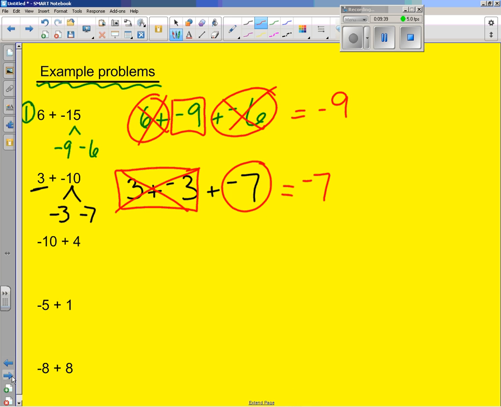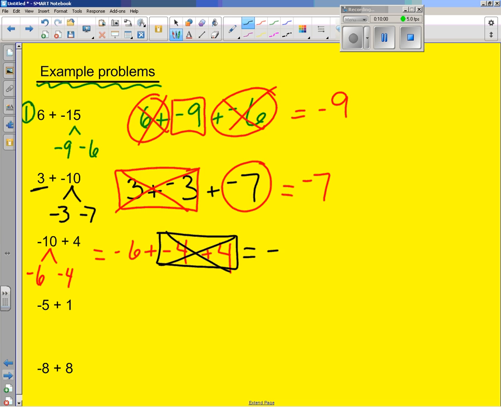So now I have negative 10 and 4. I'll take my negative 10, turn it into negative 6, negative 4. Rewrite my expression. I have negative 6 plus negative 4 plus 4. There is my additive inverse pair right there. They cancel to equal 0, and I am left with negative 6.